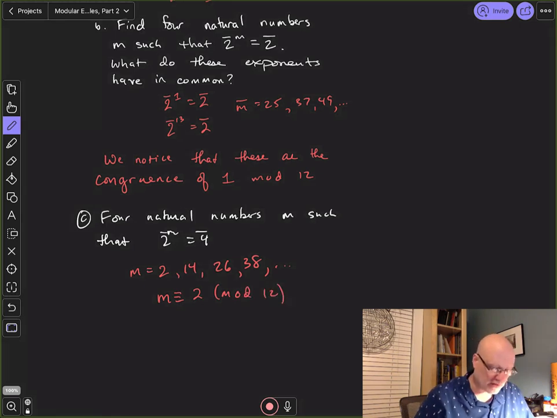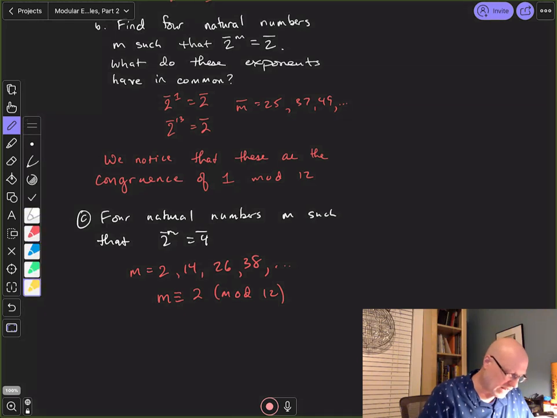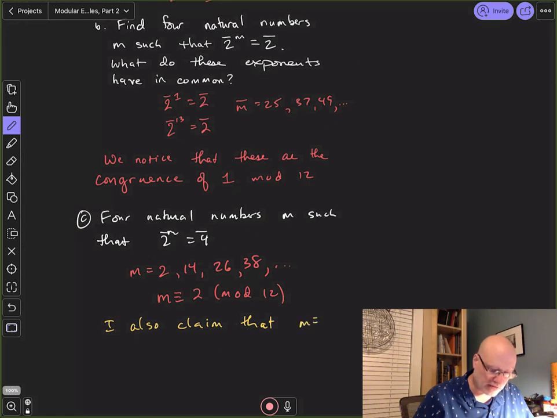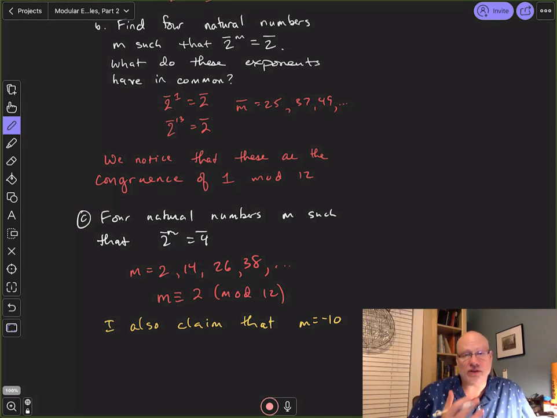Now, one other thing, just kind of an aside that I'm going to mention, and this is if we go outside the natural numbers, I'm also going to claim that m equals -10 works as well, which is kind of interesting when you think about it, because we often think of negative exponents to mean something different when we're working in the rational numbers. But in congruence classes, if -10 and 2 are in the same congruence class mod 12, it stands to reason. But that's something for later.